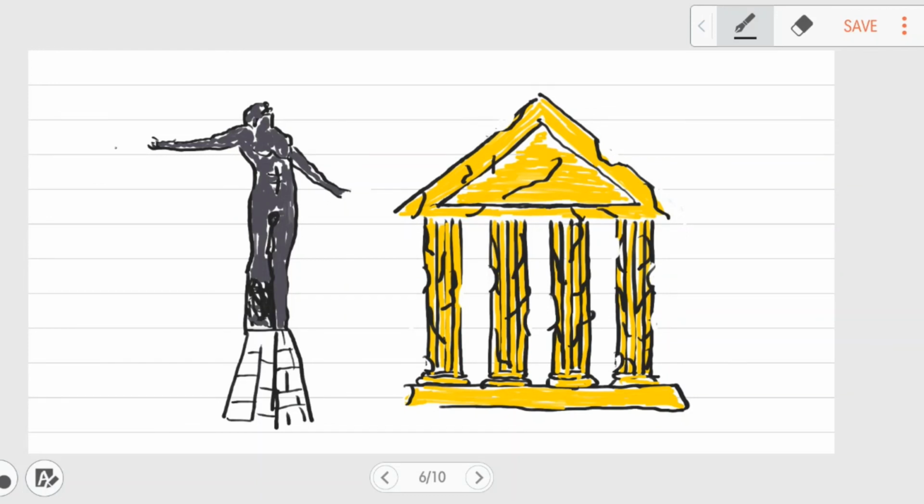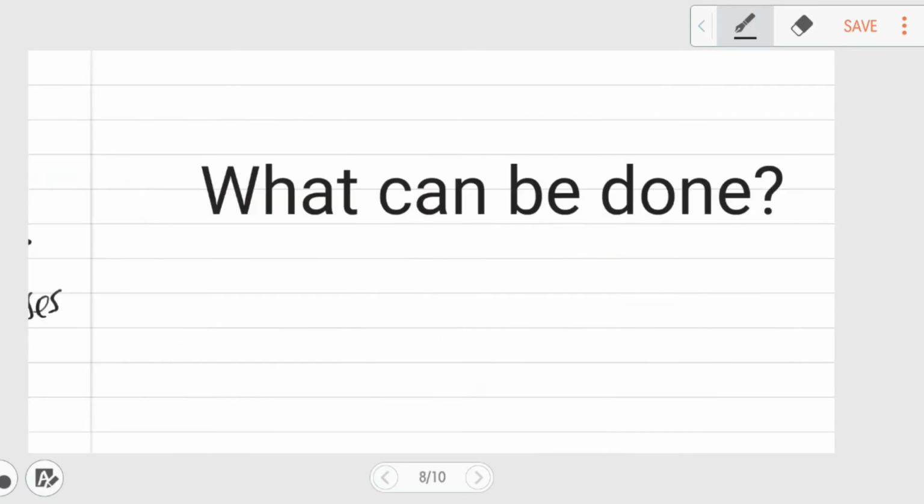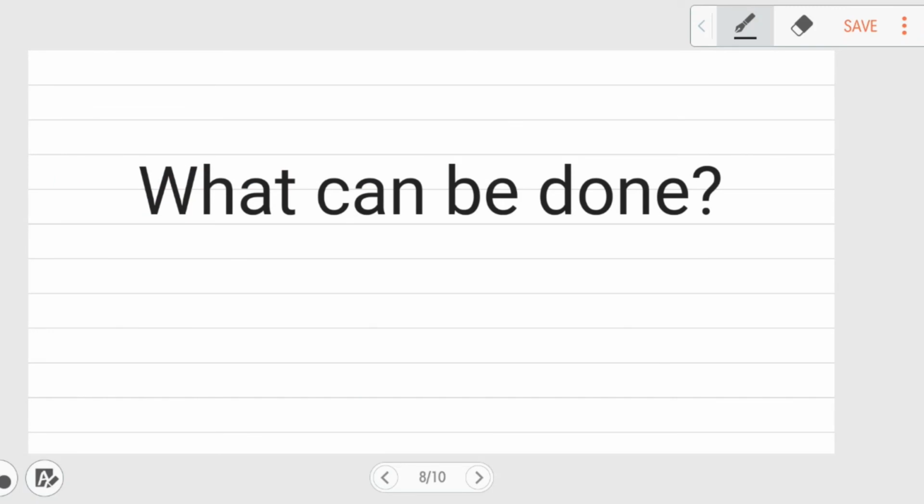Acid deposition is a skin irritant and can cause damage to clothes and other materials. What's worse is that it can lead to deteriorating human breathing disorders such as asthma, bronchitis, and lung diseases. So what can we do about acid deposition?